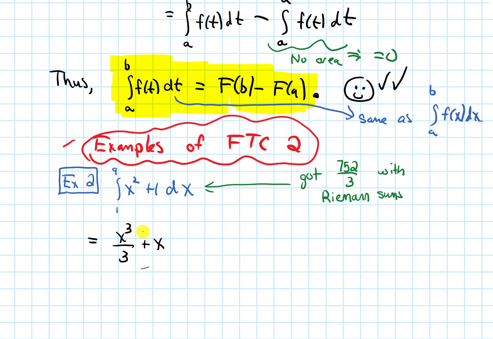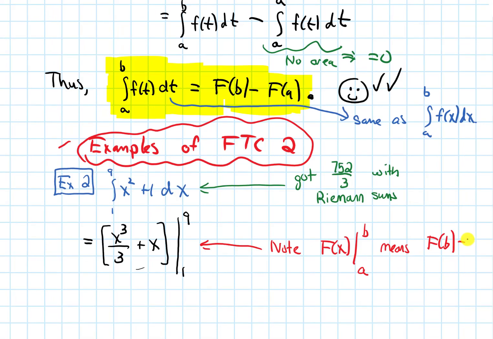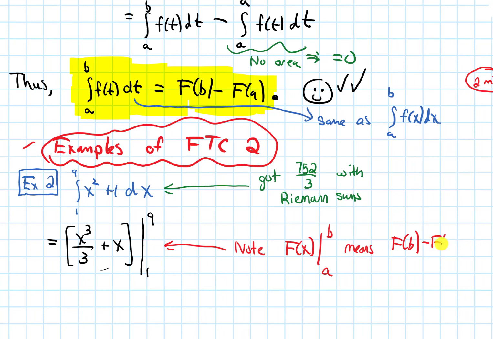So I'm going to introduce some notation that indicates that. Let me first put a bracket around this. I'm going to write a big vertical line, write a 1 here and a 9 there. I want to note that when we write our antiderivative function, capital F of x, and put this vertical line, and then write a down there and b up here, this means plug in the b first, and then subtract what we get when you plug in a.